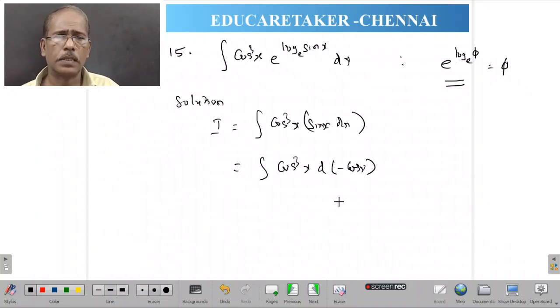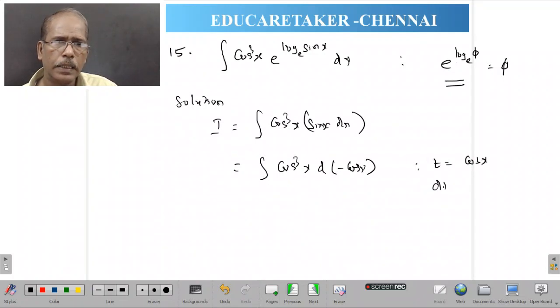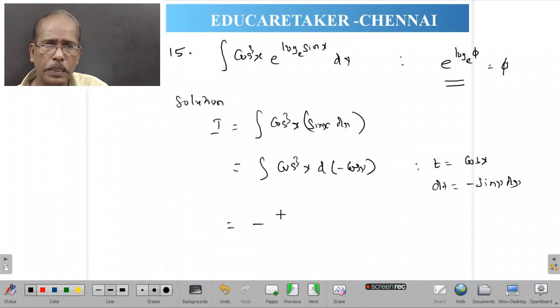Or we can take the substitution t equal to cos x. What about dt? Minus sin x dx. So instead of sin x dx, we can take minus dt. The negative part can be taken out, so minus integral of t square dt. Then integral of t square is t cube by 3 with the integral constant.